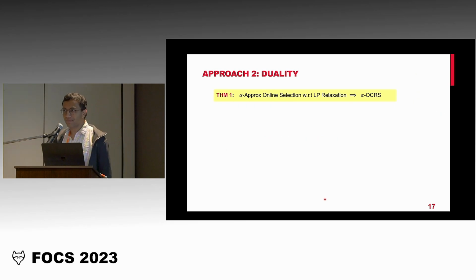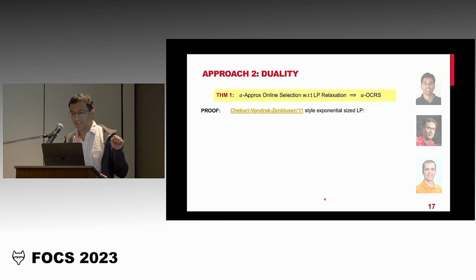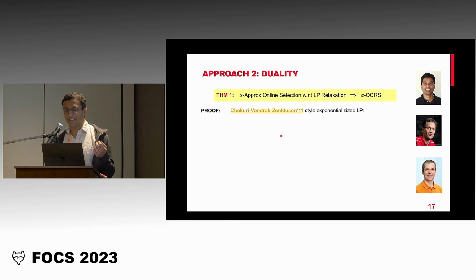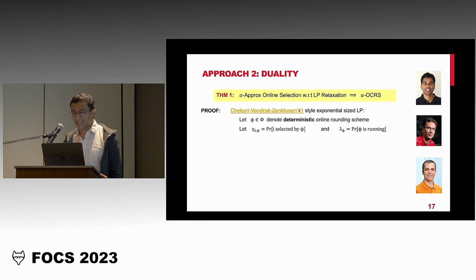Okay, so what's the high-level idea of the proof? It's an LP relaxation-based approach. So think of writing an LP relaxation, a very different kind of LP relaxation, which is trying to find the best online algorithm. And it's inspired by some work on offline contention resolution schemes of Chandra Chekuri, Jan Vondrak, and Rico Zenklusen from 2011. So the idea is as follows.